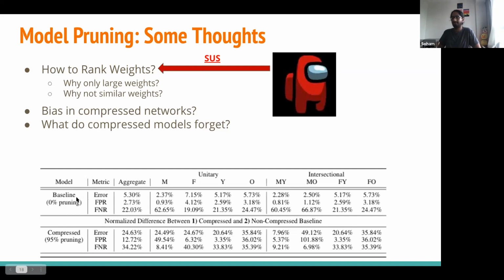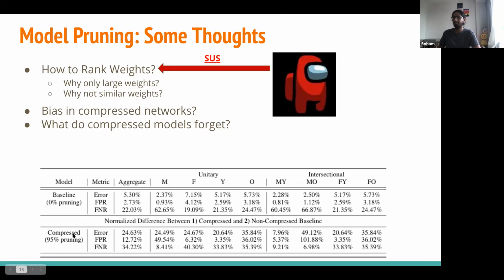For instance, this is a paper she released recently, where she took a baseline model with 0% pruning and looked at some of the attributes of the classes. She trained this model on the CelebA database, which is a database of celebrity faces. It also has classes like features, so male, female, young, old, blonde, not blonde, and so on. What she saw was that in the baseline model, the false positive rate on average is 2.73, and the false negative rate is 22.03, right?